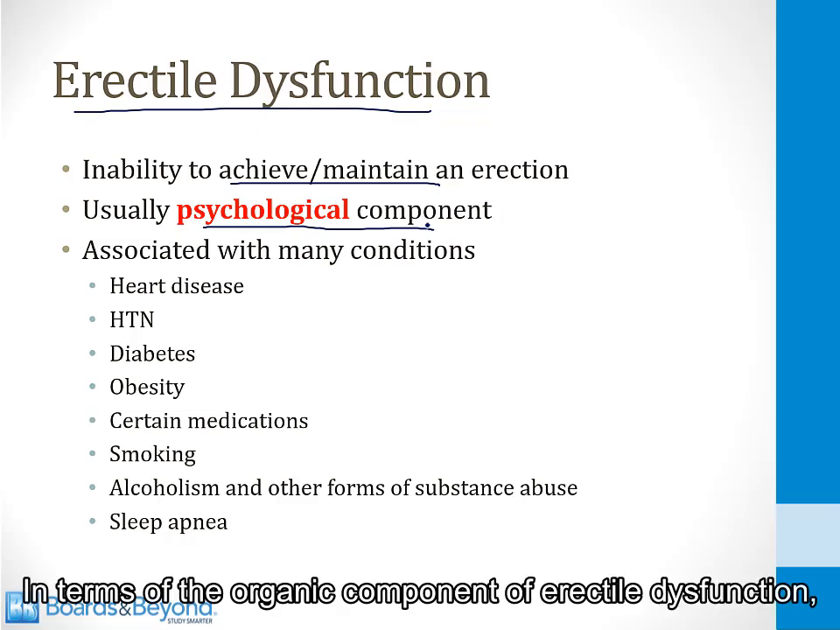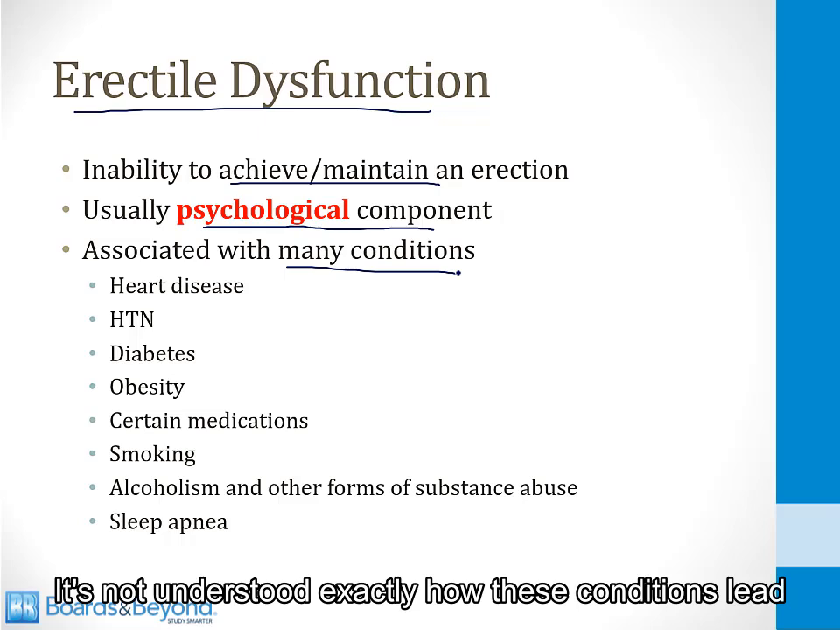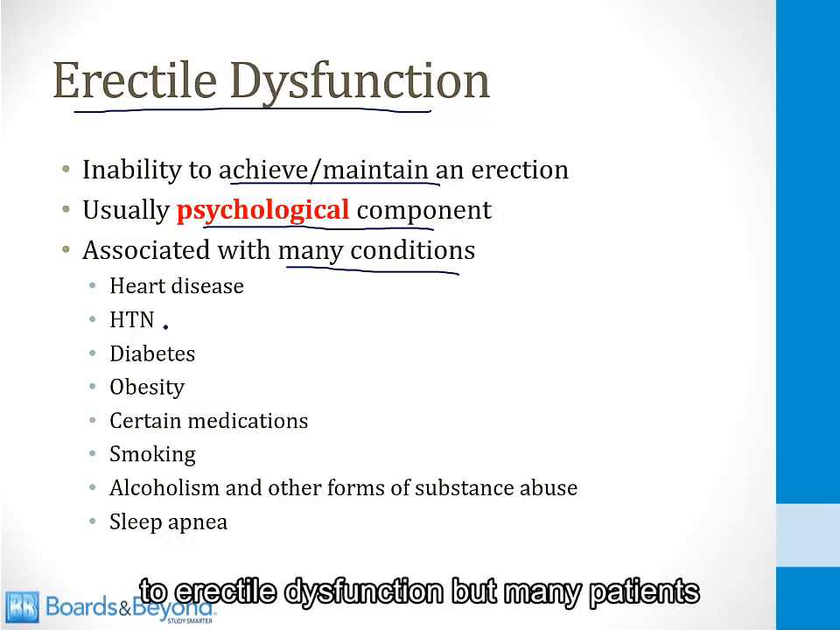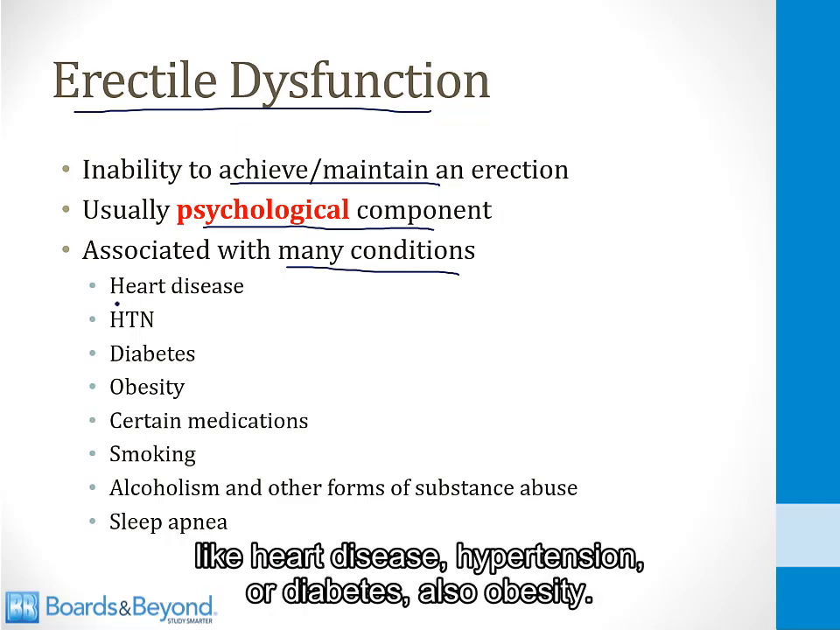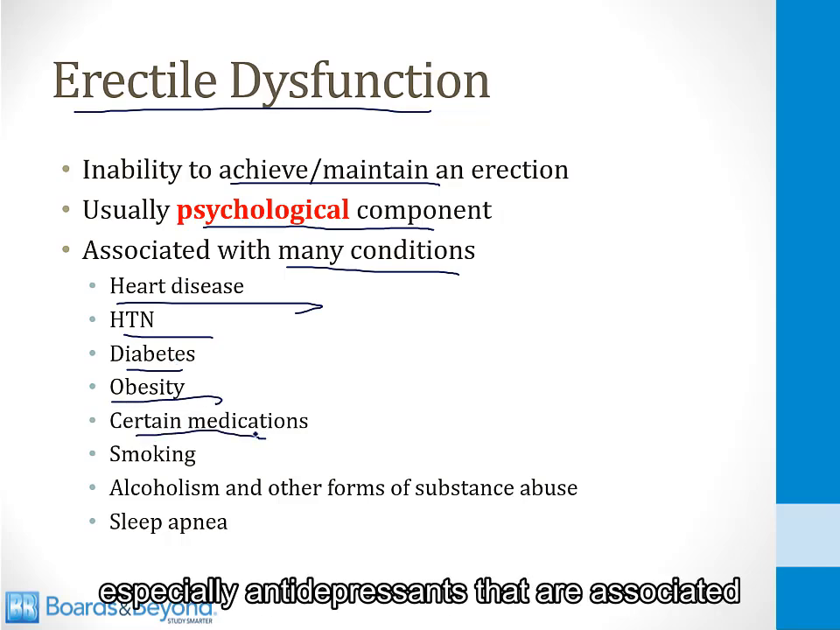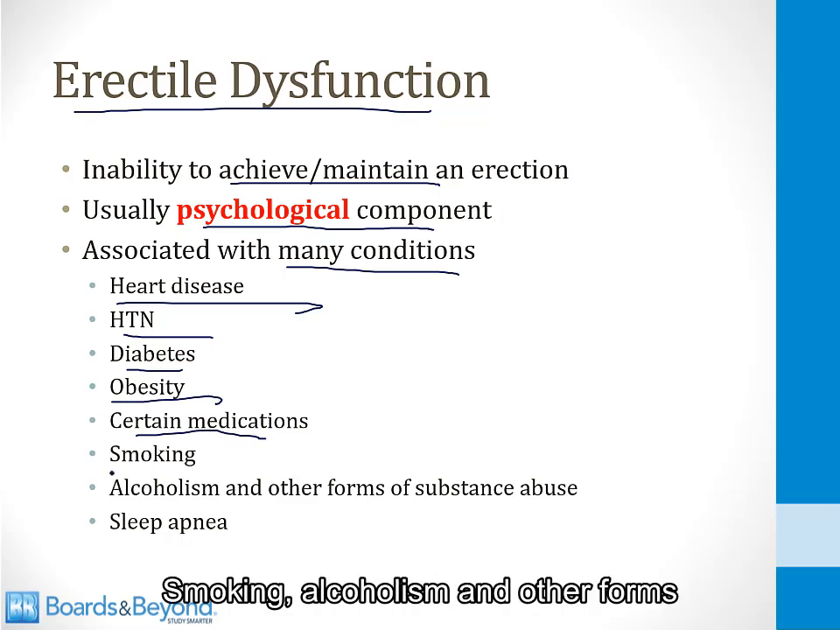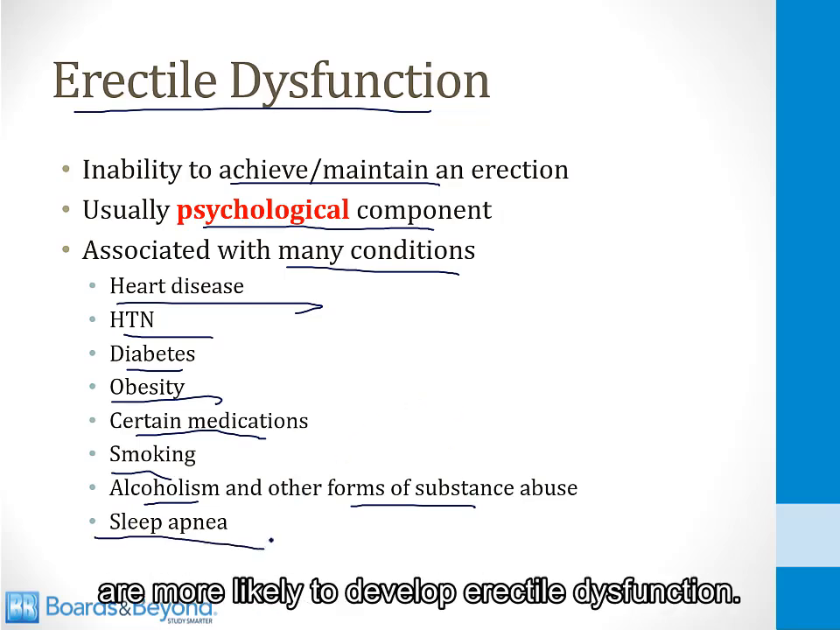In terms of the organic component of erectile dysfunction, this disorder is associated with many conditions. It's not understood exactly how these conditions lead to erectile dysfunction, but many patients who have erectile dysfunction also have one of the things listed on the screen here, like heart disease, hypertension or diabetes, also obesity. There are a number of drugs, especially antidepressants, that are associated with erectile dysfunction. Smoking, alcoholism, and other forms of substance abuse are also associated with ED. And then finally, men who have sleep apnea are more likely to develop erectile dysfunction.